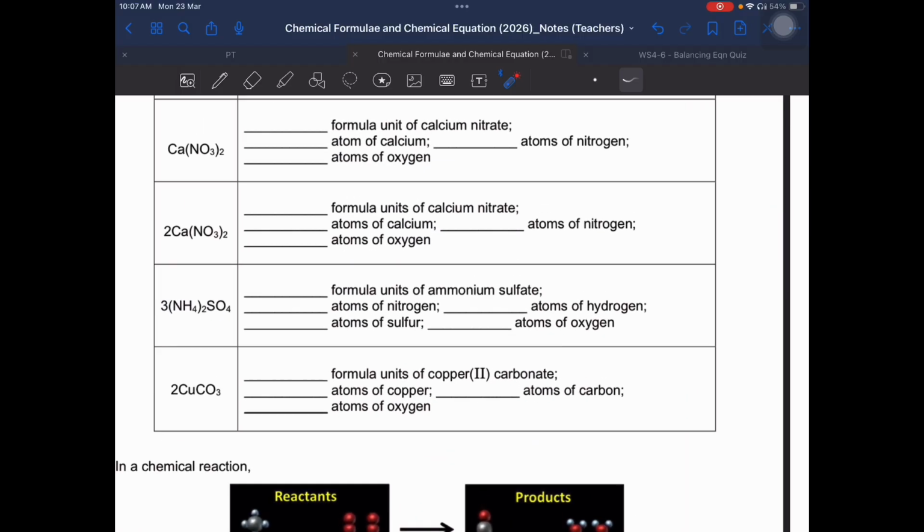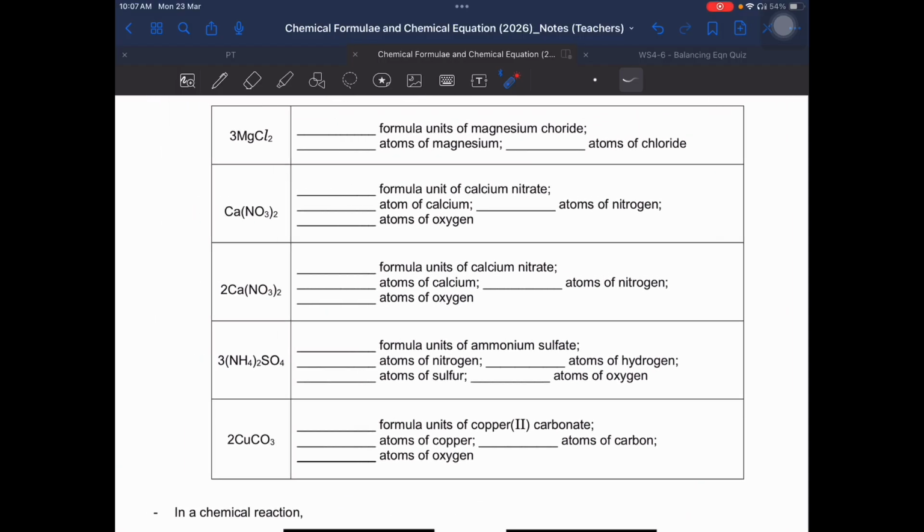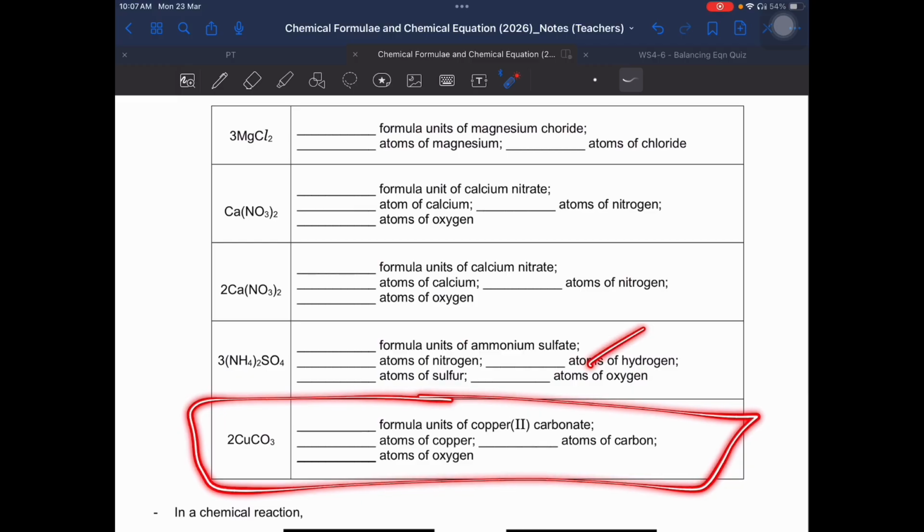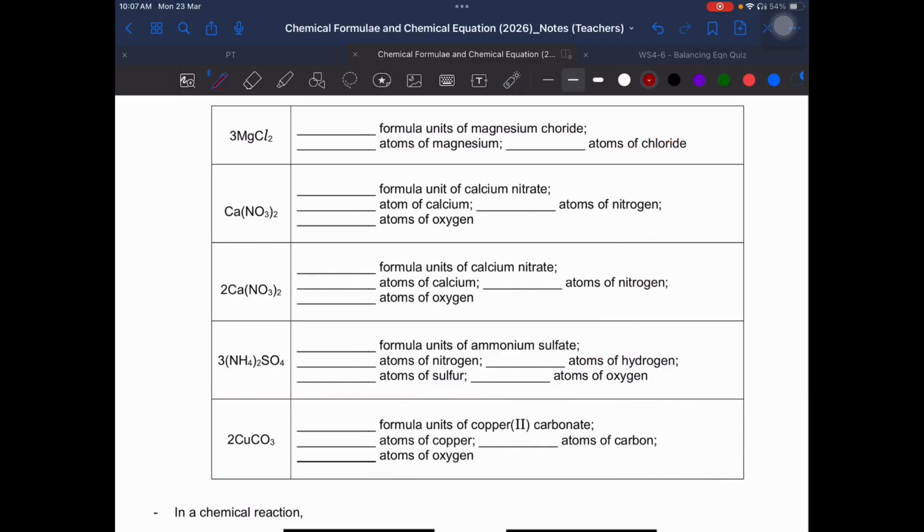Alright, so try to fill up everything by yourself. As mentioned, I will run through the last one as an example, but the rest of it, please do yourself as we will go through it when we meet again. So 2CuCO3 means that there's two formula units of copper carbonate, right? In terms of the number of copper, it will be 2, because we take the 2 and times it in. Number of carbon, we times it in, it will be 2, and number of oxygen, in this case, it will be 6, because it's 2 times 3. Right, so this counting of atoms is important because it helps us with the idea of balancing chemical equations.